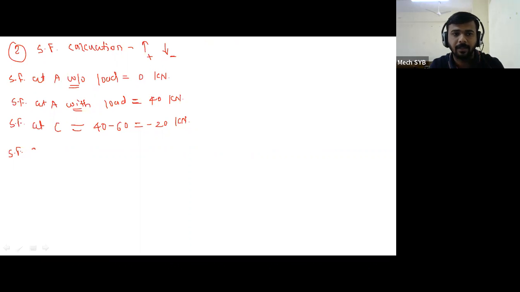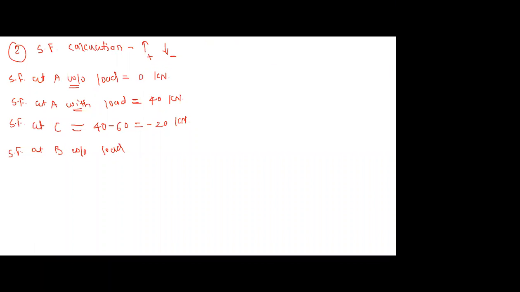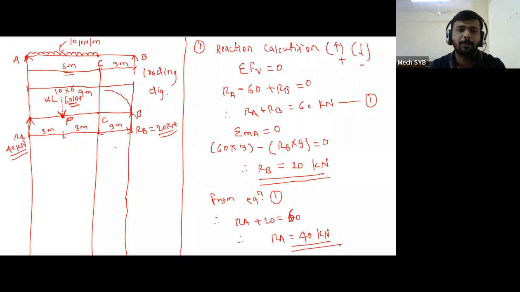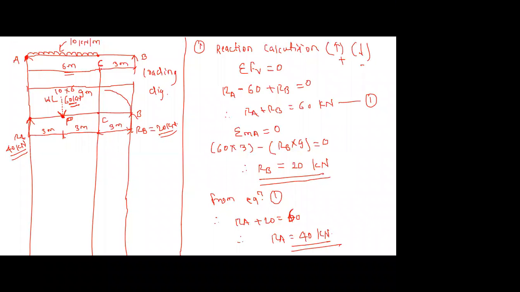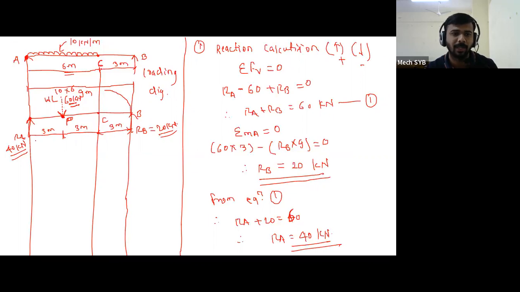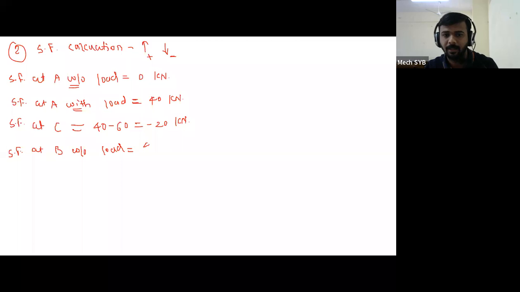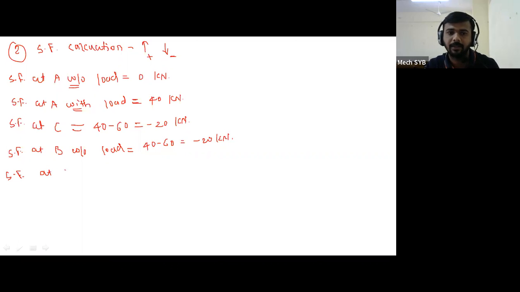Then SF at B, what condition? Without load. Now tell me, how many forces are present to the left side of the point B? 2. विदाउट लोड म्हणजे पॉइंट बी चा लोड कन्सिडर न करता फक्त दोनच आहेत. कुठले? अजून तेच 40 आणि 60. Therefore again 40 minus 60 is equal to minus 20.